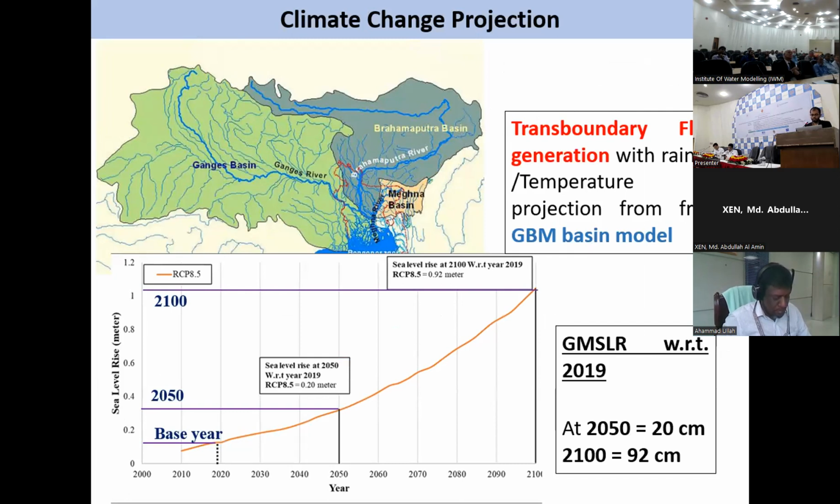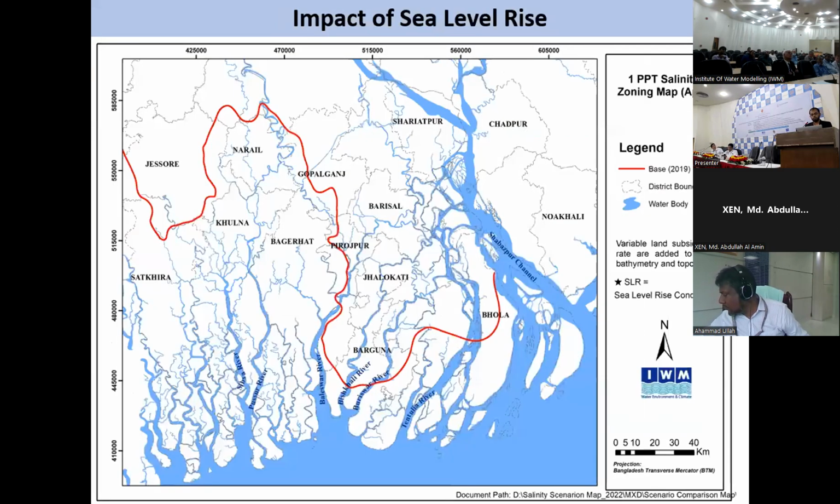The sea level rise with respect to year 2019 is 20 centimeters at 2050, and 92 centimeters at year 2100. Now let's see how salinity intrusion will be under climate change conditions. The red line is the 1 ppt salinity line during April of year 2019.